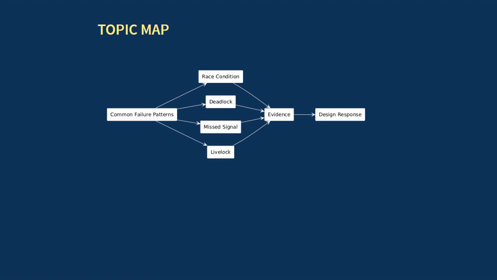So the patterns are less like separate facts, and more like different ways the same design pressure can break an invariant. Exactly. Once you see that pressure, the next question is, what evidence will let you prove the failure instead of just suspect it?